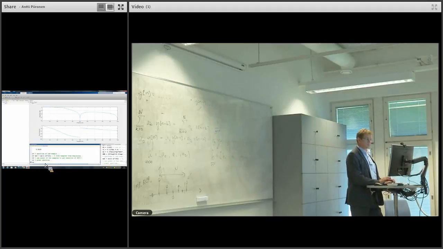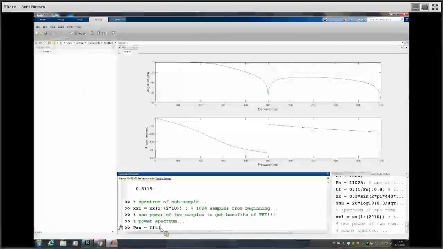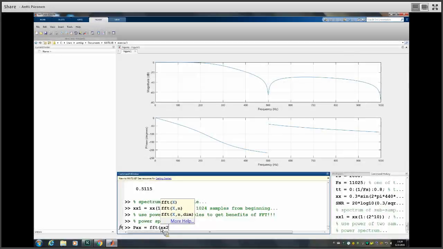Okay. So power spectrum, pxx equals fft of xx1 multiplied element by element, complex conjugate of fft xx1. Okay.